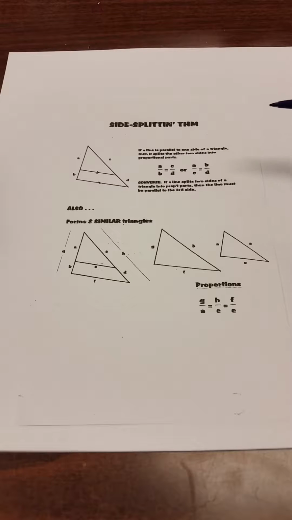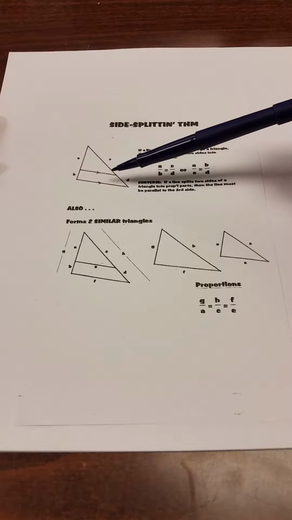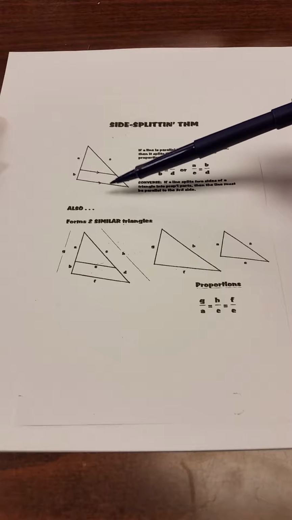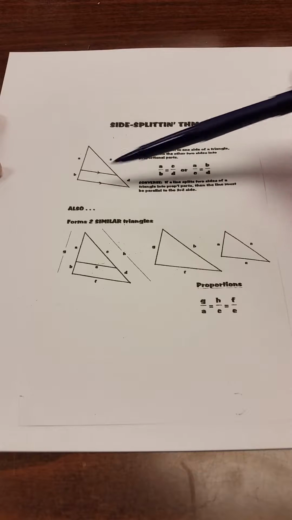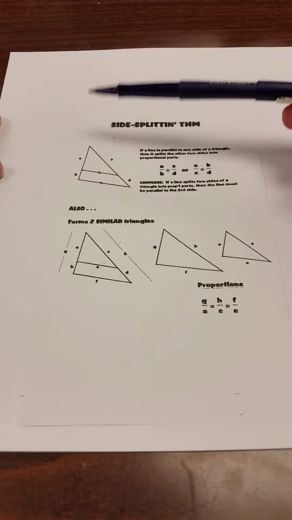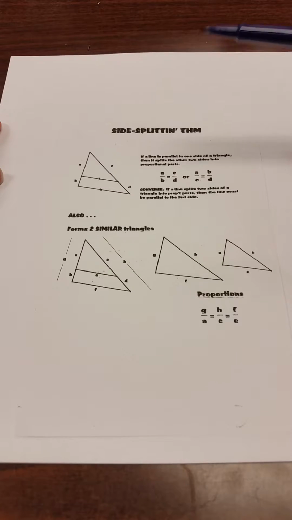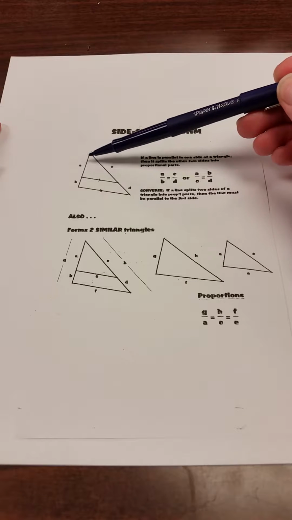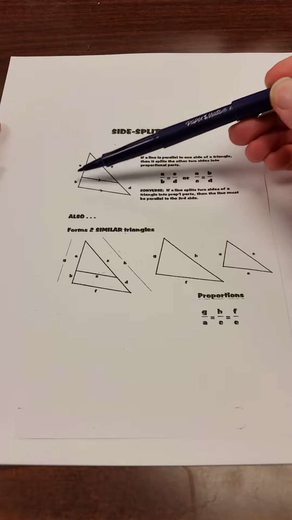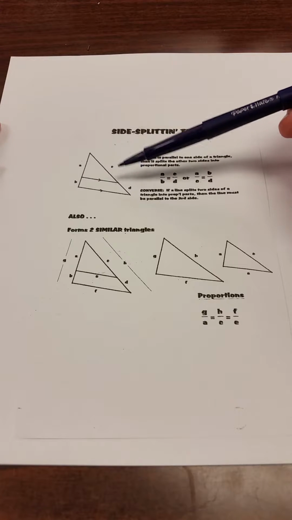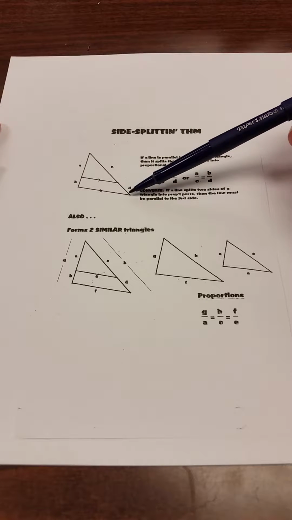But there's actually a shortcut, and some of you figured this out already. If you have two sides like this that are parallel, it actually splits the sides of this triangle, where instead of having to figure out the whole thing, you can have just part of it. So A over B, these parts, equals C over D.